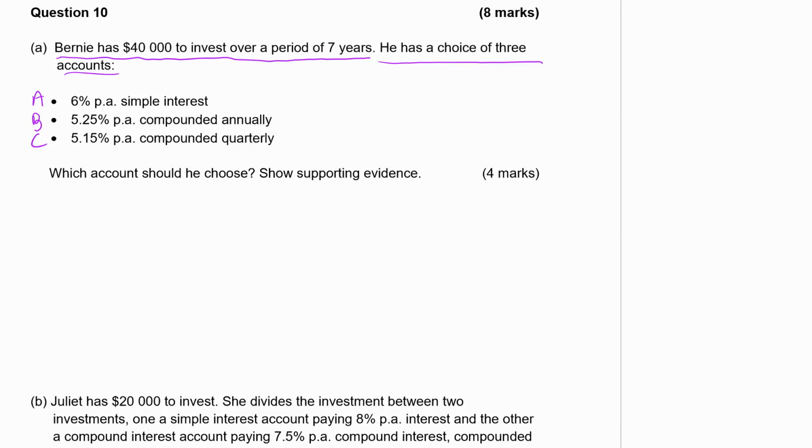B is 5.25% per annum compounded annually. And C is 5.15% per annum compounded quarterly. Which account should he use? Show supporting evidence. Well, let's look at how much he would get from each of the 3 accounts.